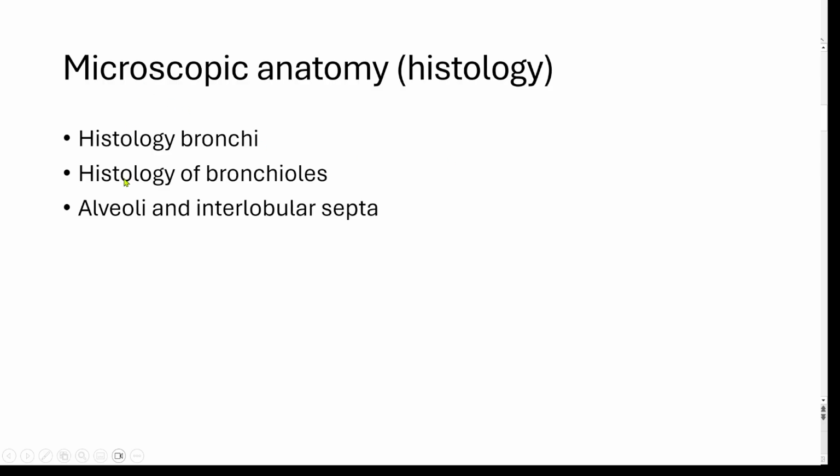Microscopic anatomy. This is the important part here. We'll talk about the bronchi, the bronchioles, and the difference between them, and then the deeper parts, which are the alveoli and the interlobular septa.